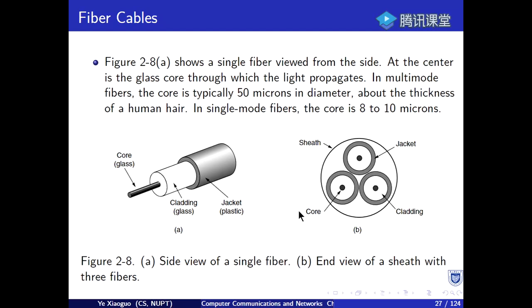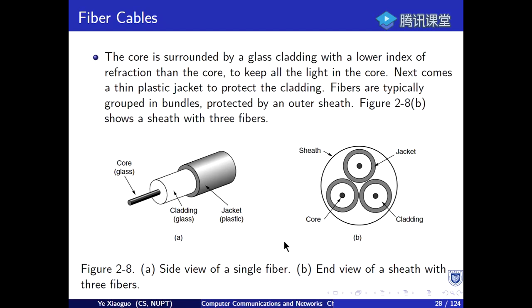This is about fiber cables. Figure 8B shows the end view of a sheath with three fibers. This is the core of glass, the core, the cladding, then the jacket.